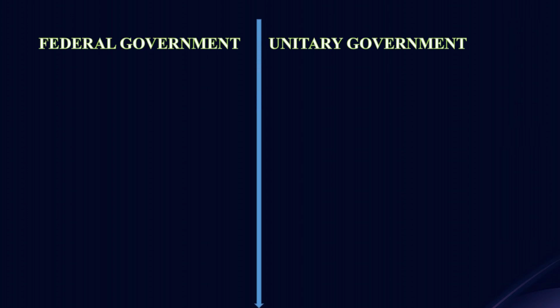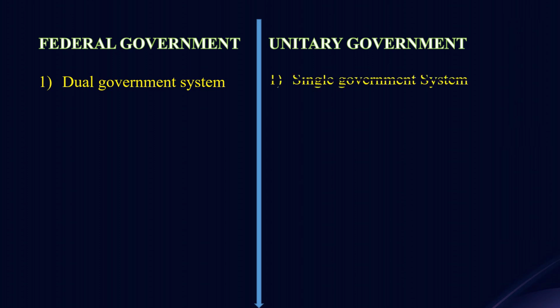Let's make a list of differences between the federal system and the unitary system. A federal government is a dual government system. Under the federal system, we have two governments, the central government and the regional government. But under the unitary system, there is a single government, and if there are state governments, they are subordinate to the central government. The second major difference is the compulsory written constitution.